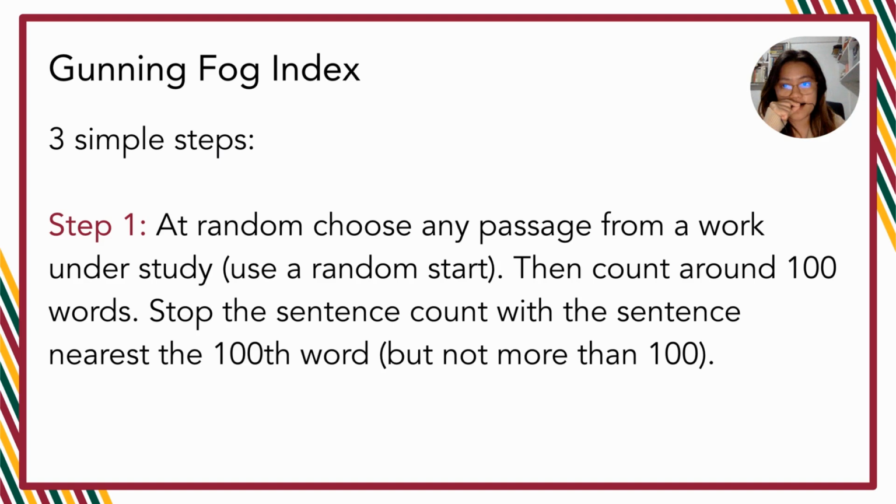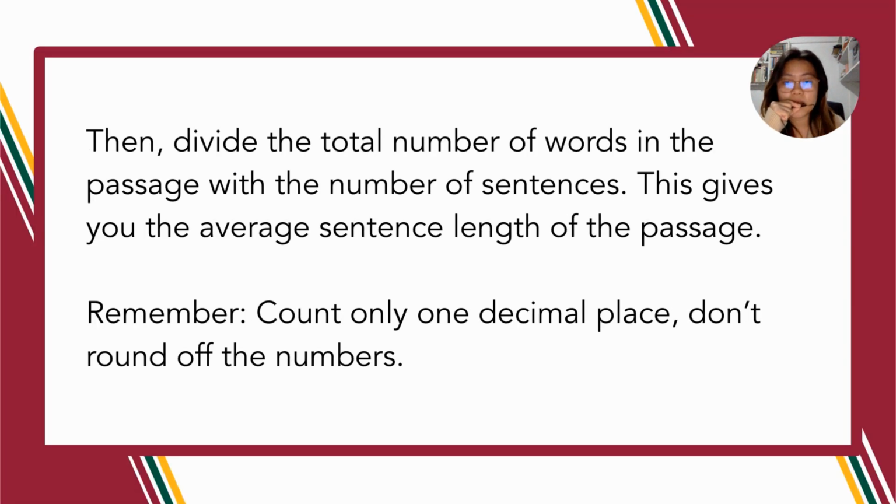It can be computed in three simple steps. Step 1. At random, choose any passage from the work under study, use a random start, then count around 100 words. Stop the sentence count with the sentence nearest the 100th word, but not more than 100. Next, divide the total number of words in the passage by the number of sentences. This gives you the average sentence length of the passage. Remember, count only one decimal place. Don't round off the numbers.